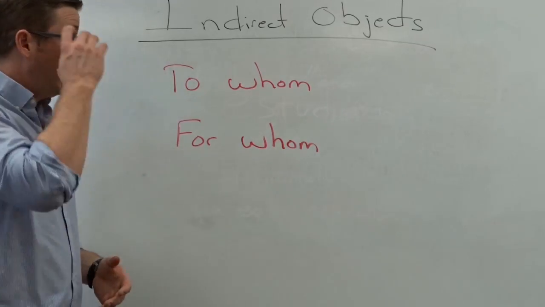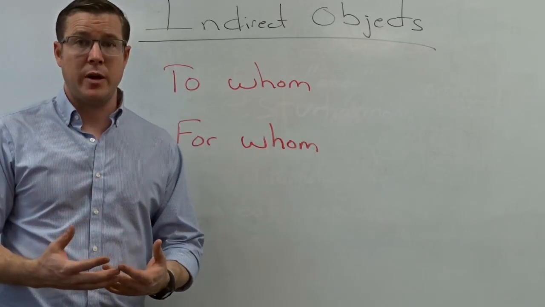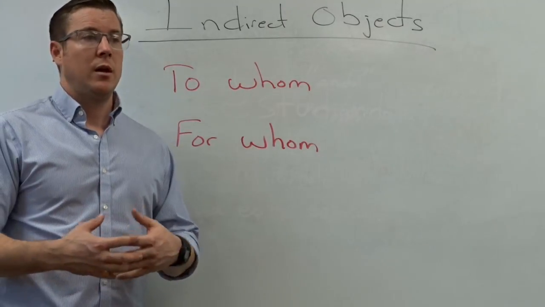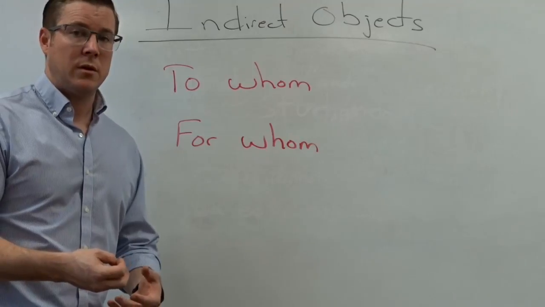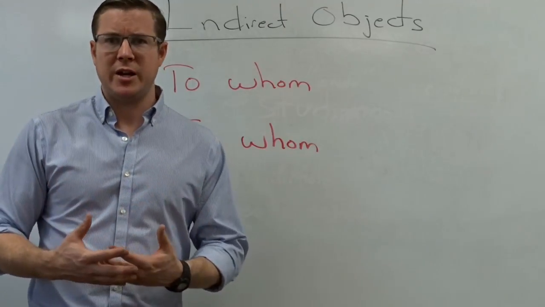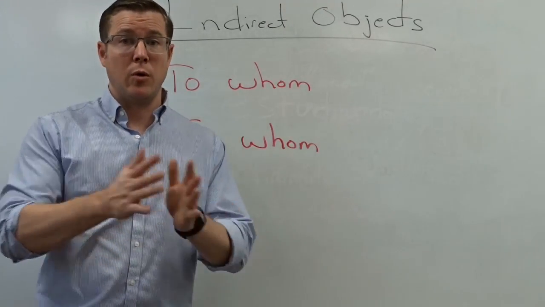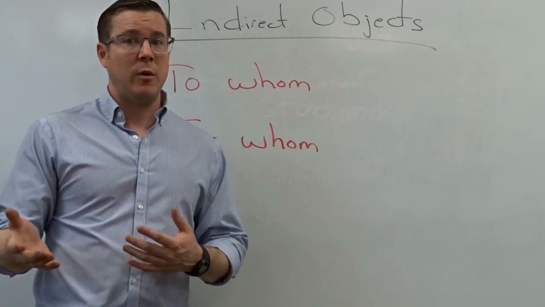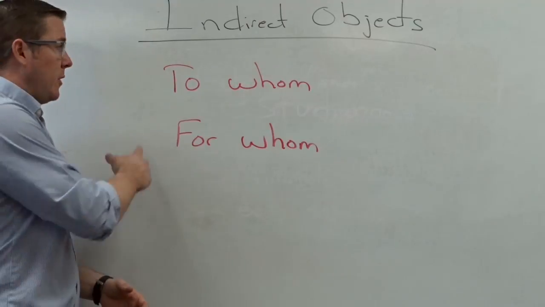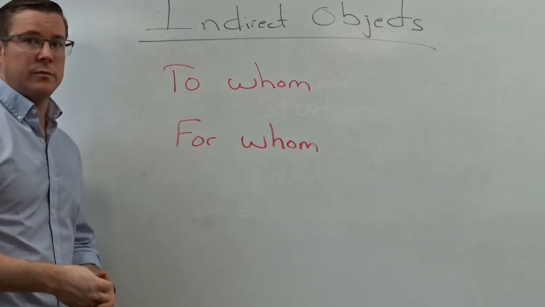Okay, so we've talked about direct object pronouns. Now let's talk about indirect objects and their pronouns. Recall, a direct object answers the question who or what. So an indirect object has its own set of questions, but they are different: to whom and for whom.